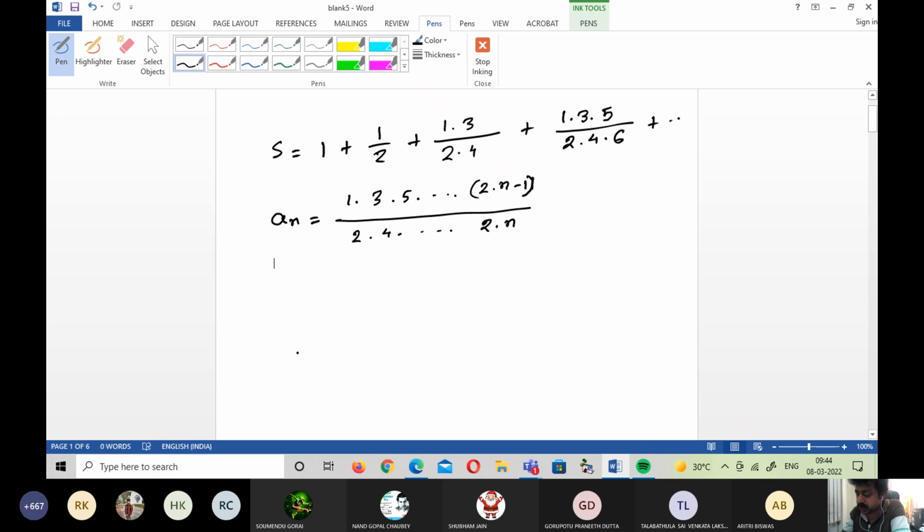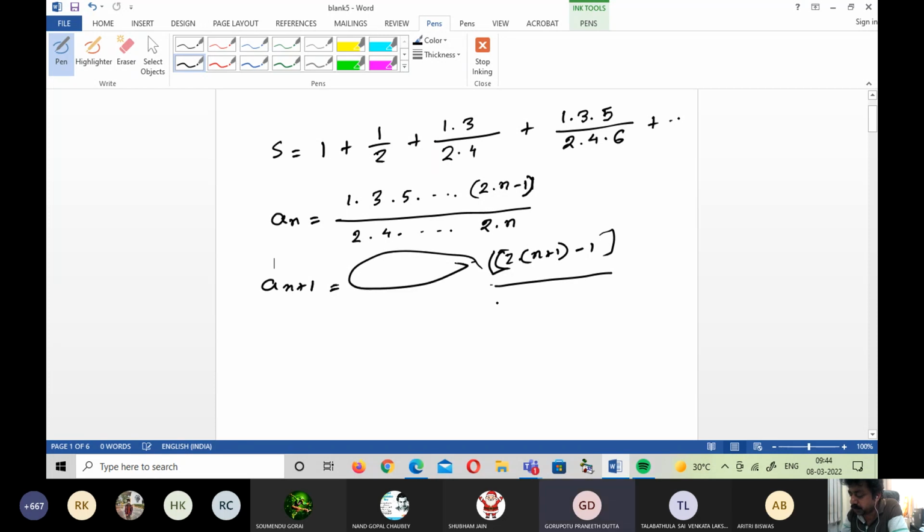So what will be the value of an plus 1? All the terms are the same. What will be the last term? 2 into 2n minus 1 factorial by 2n factorial. Yes, this will be the term an. Other terms are same. What will be the last term? an plus 1 is not equal to that, you have written wrong. Now, if you take the ratio, what will be the ratio?